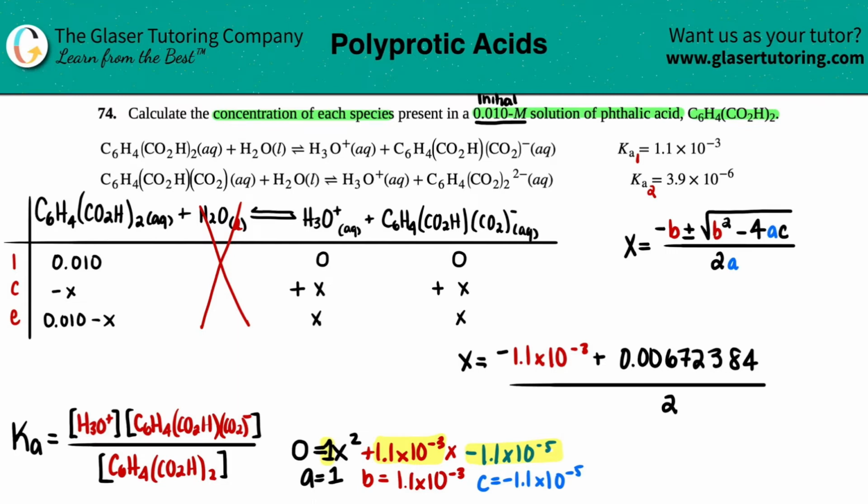But you could always just double check. You could do two of the answers, and you'll see that one is positive and one is going to be negative. So now we're just going to do the top. So negative 1.1 times 10 to the negative 3 plus 0.006723884.